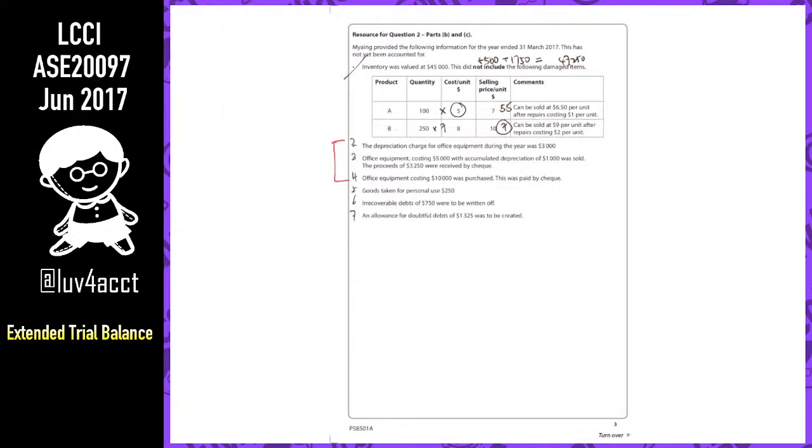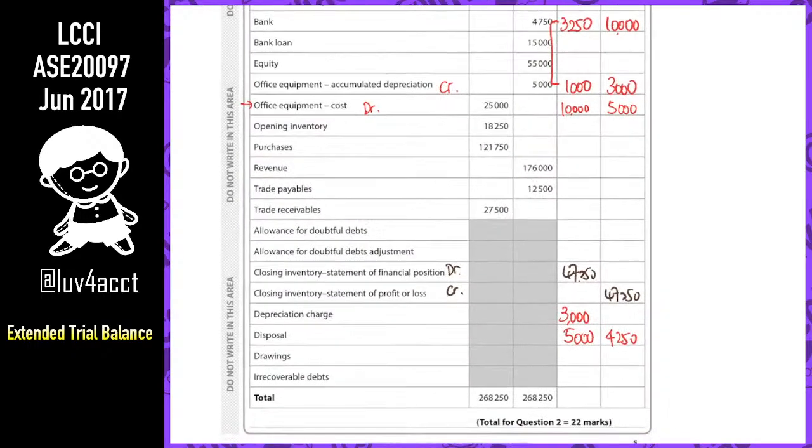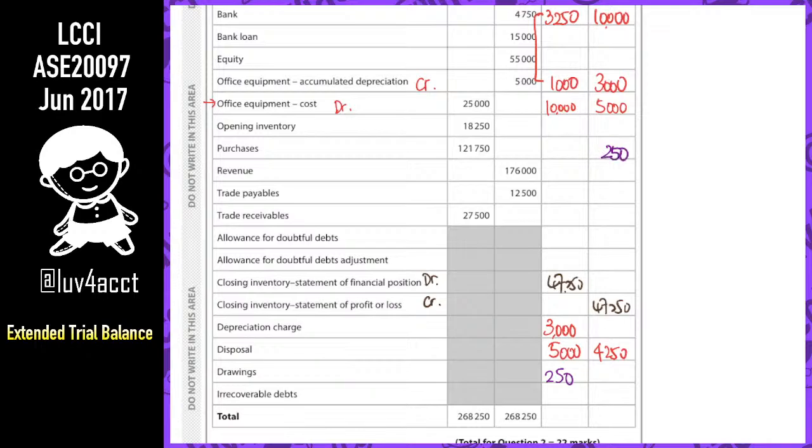So next one, item 5, goods taken for personal use, 250. So goods taken, of course, will go into drawings. How much? 250. And then it will also go into purchases as a reduction, 250.